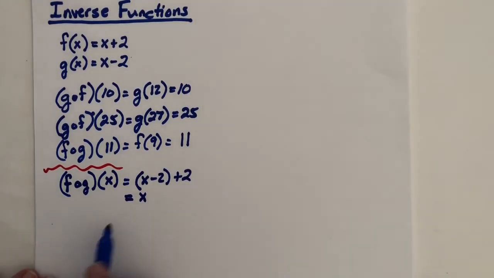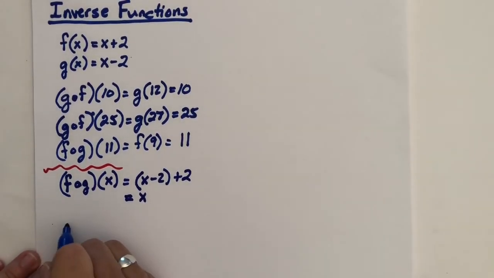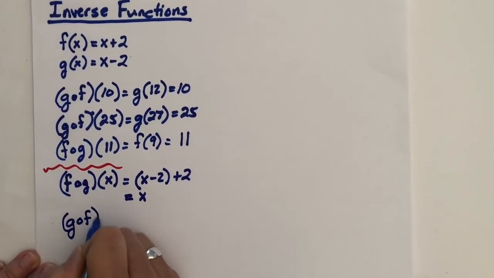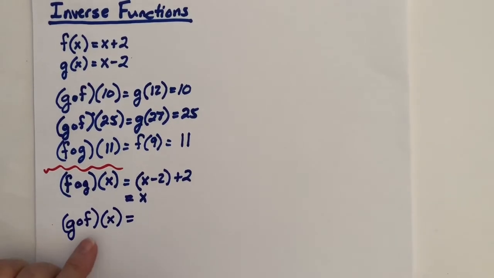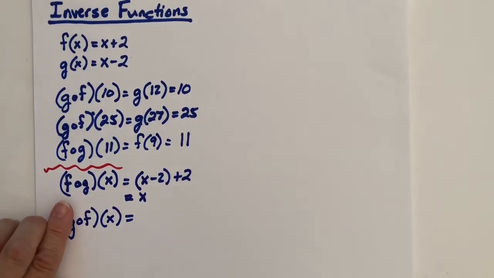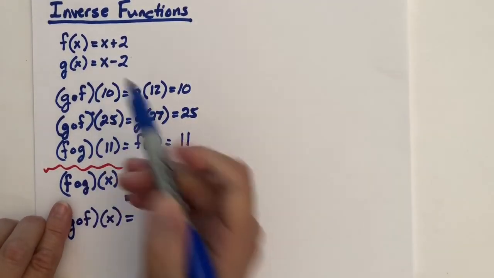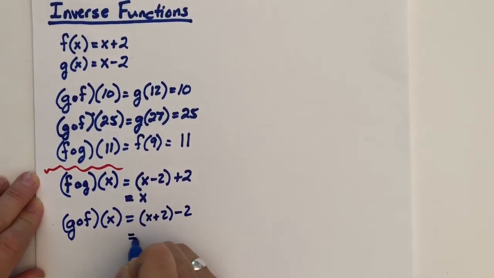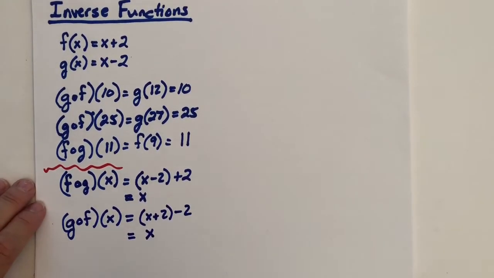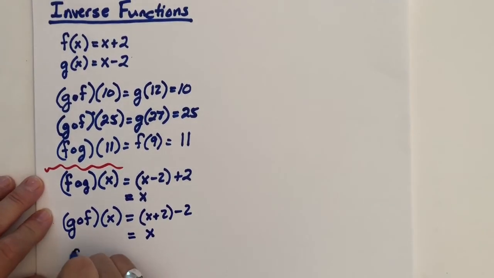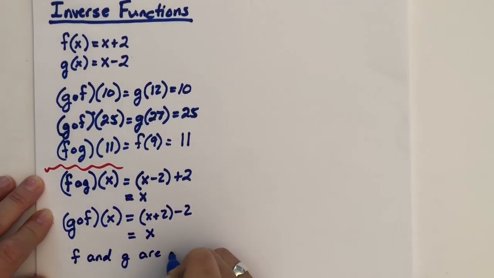But you do need to be able to compose it in the other direction and get the same result. So g composed with f of x. This time, remember, it's the f function that will be put into the g function. So we put x plus 2 in for x. So we have x plus 2 minus 2, and we end up with x. So we know now that f and g are called inverses.